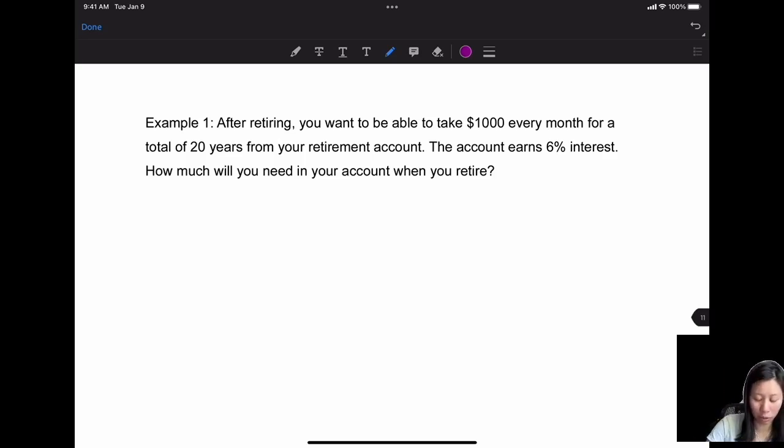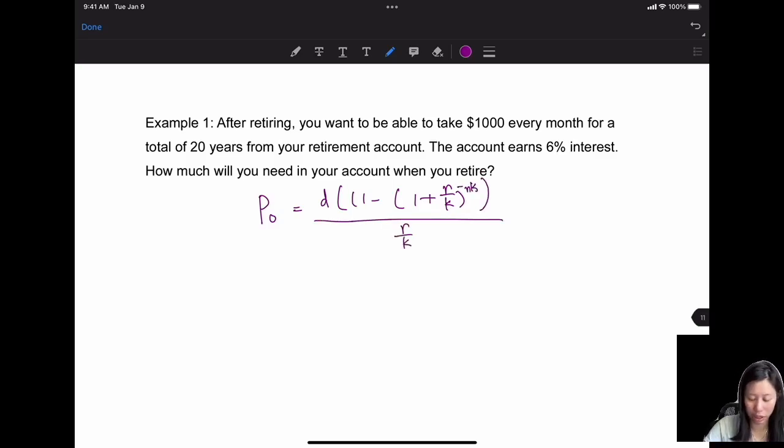Okay, again, I will write down the formula first. P sub 0 equals D times 1 minus (1 plus R over K) to the negative NK, over R over K. Sometimes it's hard for me to remember the formula. Remember, this is a negative exponent, since you're pulling money out. Let me use a different color pen to emphasize that.